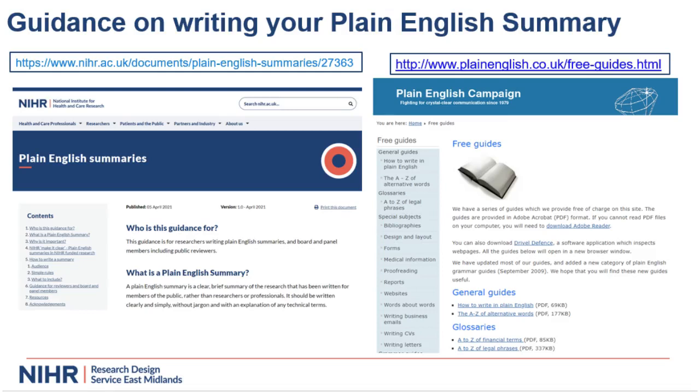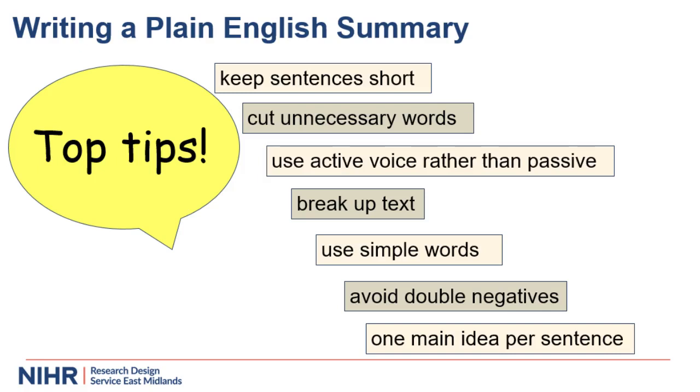There is plenty of guidance available to help you write a plain English summary. Here I have suggested two websites, NIHR and the Plain English Campaign. Here are some of our tips. Keep your sentences short, and resist joining two sentences with an "and". However, it is good to vary the length of sentences to make the summary more interesting to read. Cut out unnecessary words and avoid using adjectives and adverbs.